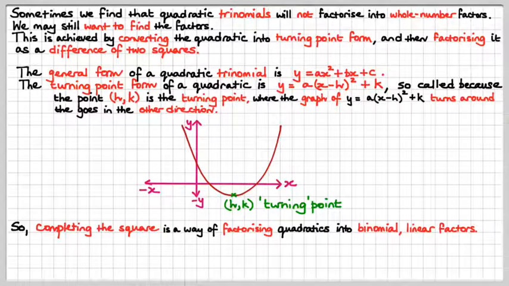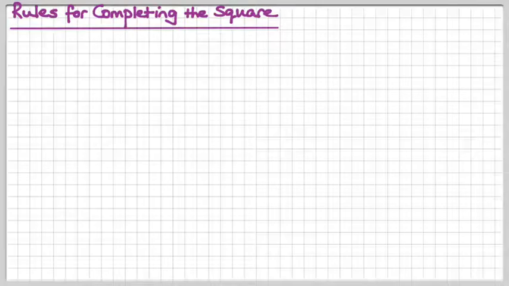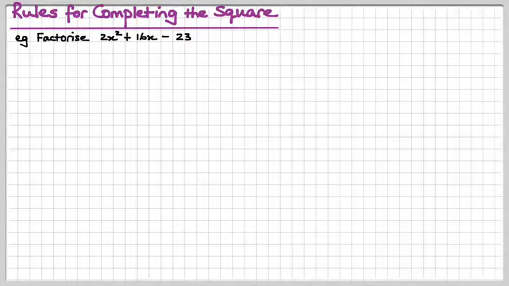Okay, now, completing the square is a way of factorising quadratics into binomial linear factors. That is, the linear factors, the factors in the bracket. The binomial means there's two terms. Bi, two, nomial, number. Two numbers in each of those brackets, as we've been seeing as we've been factorising them. Now, here are the rules for completing the square. I'm going to do one as we go along. It's quite a complicated one, so just grit your teeth and we will conquer, okay?